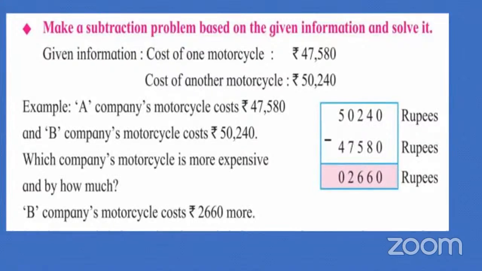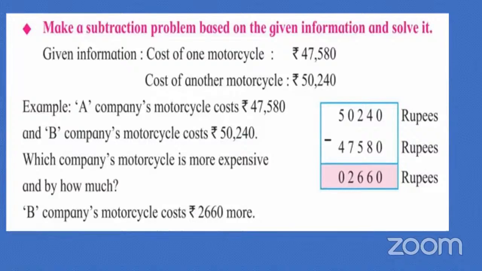0 minus 0, 0. 4 minus 8, is it possible? No, it's not possible. So we will borrow from the next number. It becomes 14. 14 minus 8, it becomes 6. Okay. Now here 1 is remaining, so we'll borrow from the next number.